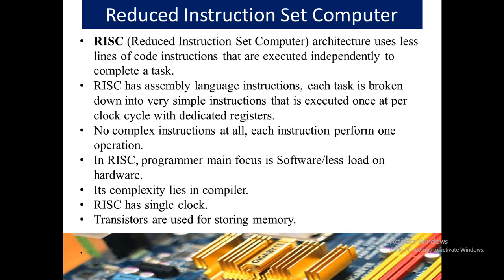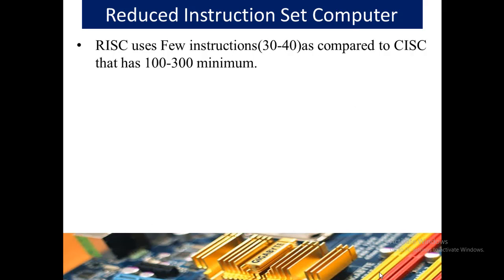Transistors are used for storing memory. RISC uses few instructions, nearly 30 to 40, as compared to CISC, which has 100 to 300 at minimum and goes beyond 2000 instructions, because it has to perform complex calculations, so it needs more instructions to perform a single task.